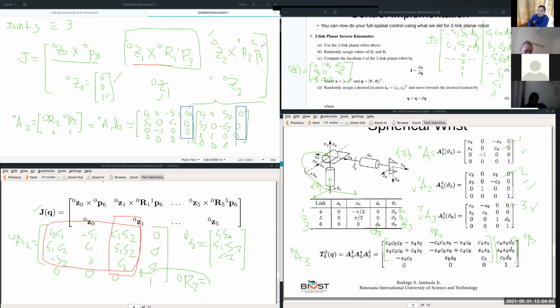And what is your 2P3? 2P3 is this part here. We don't need to compute. This is 2P3. It's given. So 2P3 is equal to 0, 0, D6. Okay. So we already have this, and this one, so we can delete everything and we compute. So we delete.